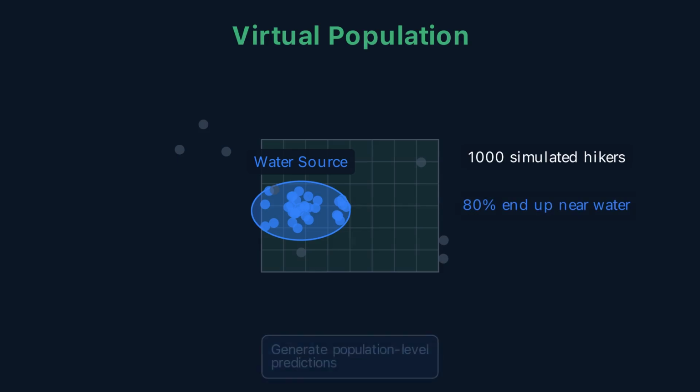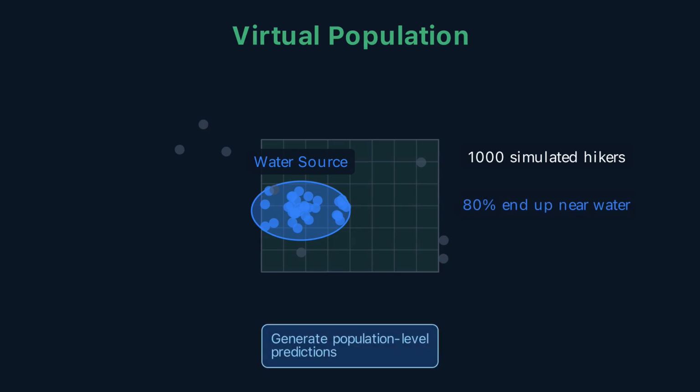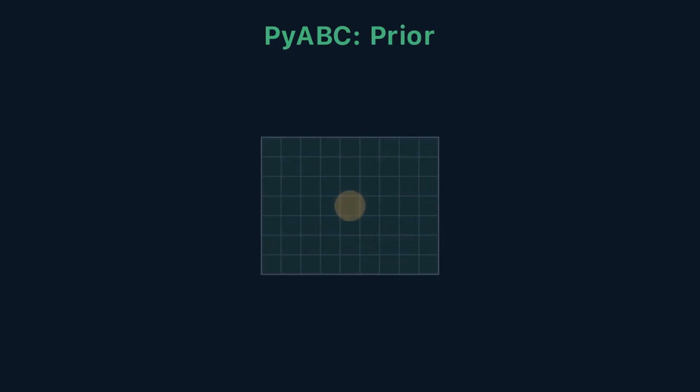80% cluster near water sources, rivers, streams, ponds. Lost hikers seek water. It's a survival instinct. The simulation generates a population-level prediction. Search near water first. PyABC begins with a prior, the best guess before any field evidence.